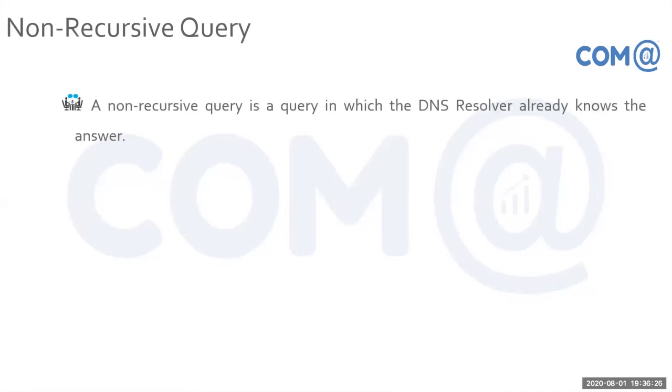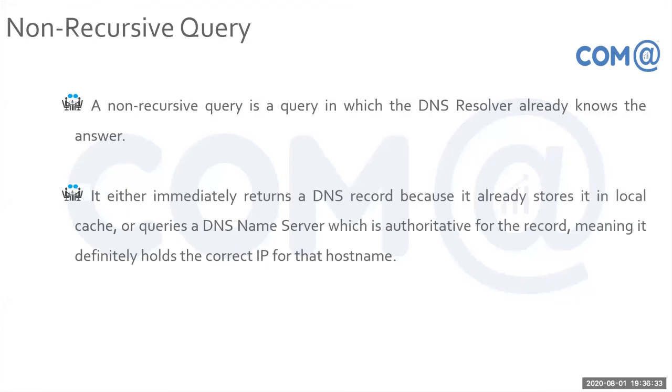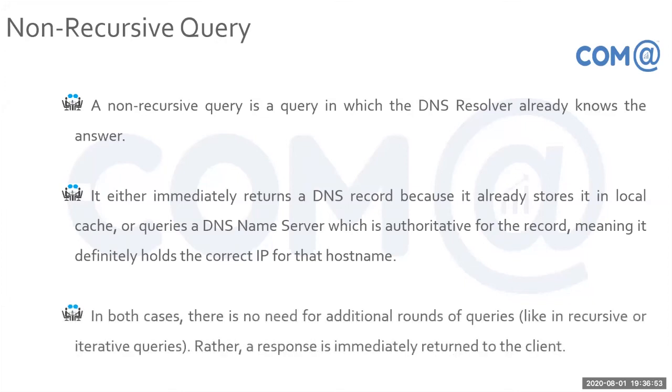And the non-recursive query. So a non-recursive query is a query in which the DNS resolver already knows the answer. So it either immediately returns a DNS resource record because it already stores it in the local cache, or queries a DNS server which is authoritative for the record, meaning it definitely holds the correct IP address for that particular host name. In both cases, there is no need for additional rounds of queries like the recursive or the iterative queries. Rather, a response is immediately returned to the client.